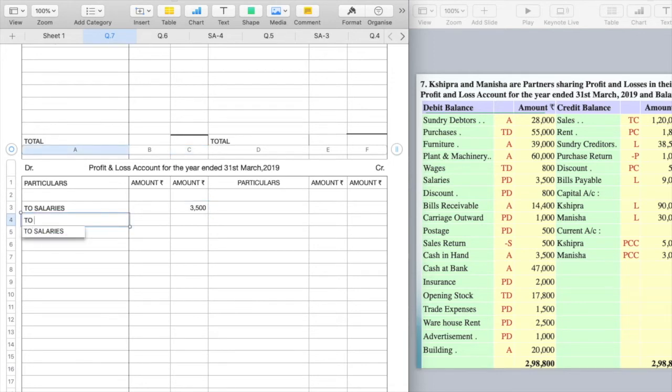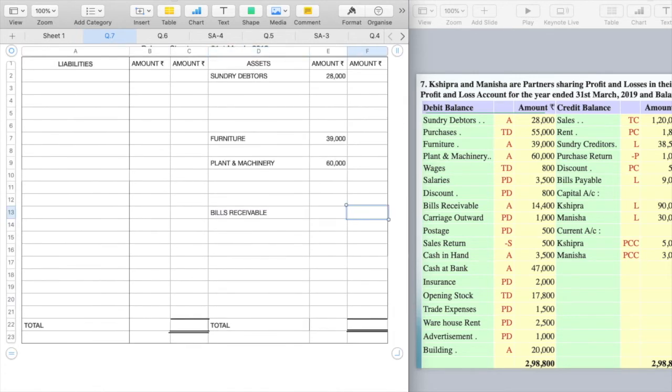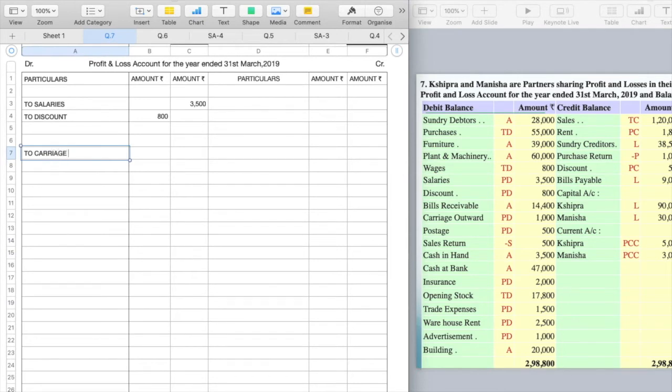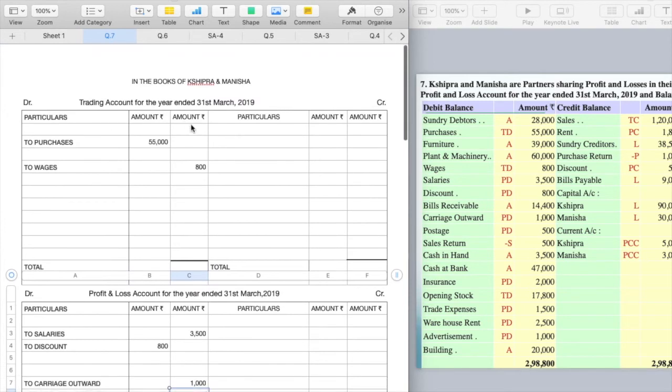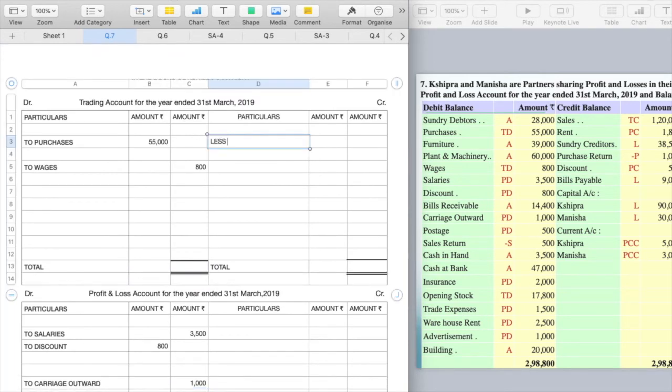Then 'To discount' in the profit and loss account debit side only, write in the inner column 800, leave 2 lines as we have to write the full form. Then bills receivable, outer column as there is no adjustment, 14,400. 'To carriage outward', profit and loss account debit side, outer column 1,000. Then postage in the profit and loss account debit side, 'To postage', outer column 500. Then sales return, in the trading account credit side, second line, 'Less sales return', inner column 500.